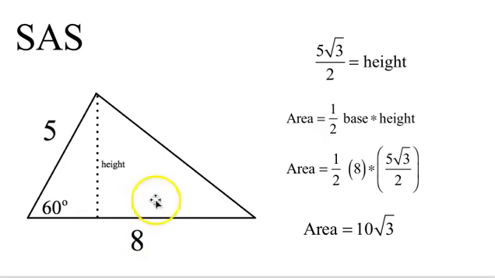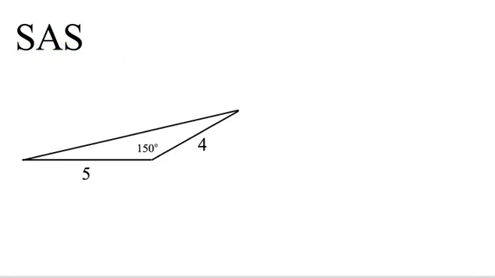Now, if this had been 8 inches and 5 inches, the height would be in inches, then our area would be square inches or inches squared. Area is always in square units, something to keep in mind. So that was our first example of an SAS triangle. Let's take a look at another one now.